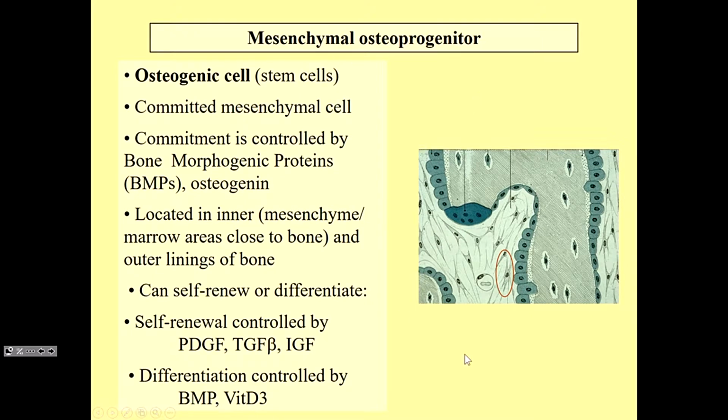So here's our mesenchymal progenitor cell in this red oval. Okay, and it becomes a committed cell through a number of different factors like bone morphogenetic proteins, and it can either self-renew via various growth factors, platelet-derived growth factor, transforming growth factor beta, or insulin-like growth factor, and it can differentiate into the osteoblasts in the presence of bone morphogenetic proteins and vitamin D3. So there's some of the factors that control the differentiation of the mesenchymal progenitor cells initially into the osteoblasts.